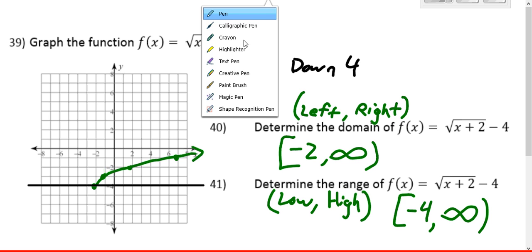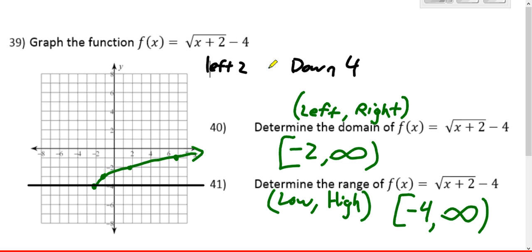The other thing that you should notice is that these numbers, the 2 and the 4, are the numbers in your domain and range. If you used a different number, you messed up somewhere.